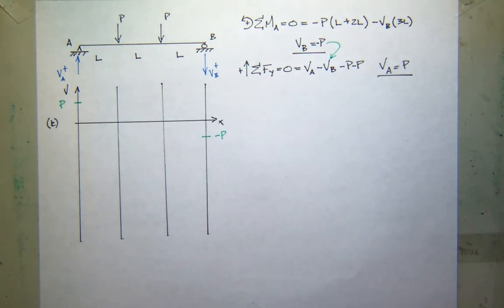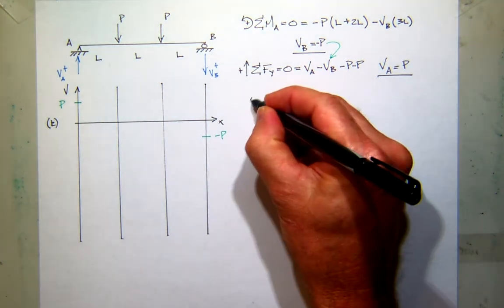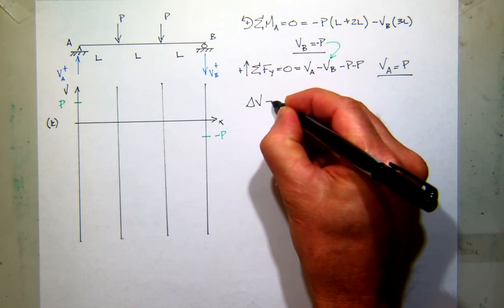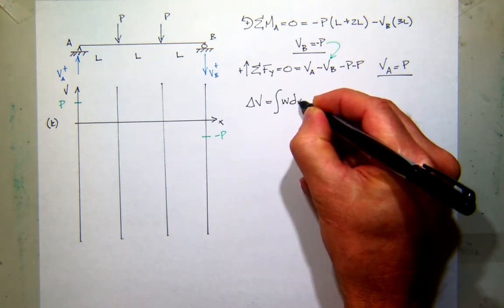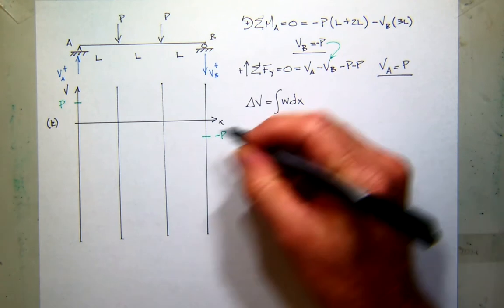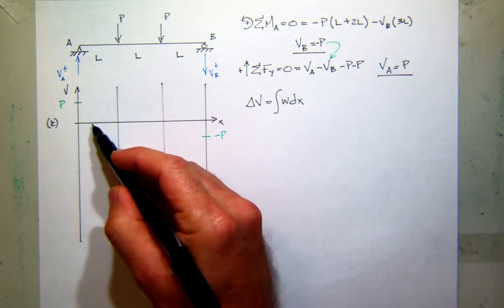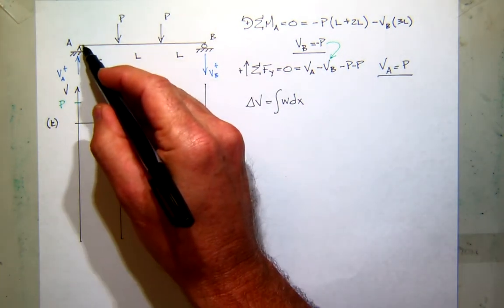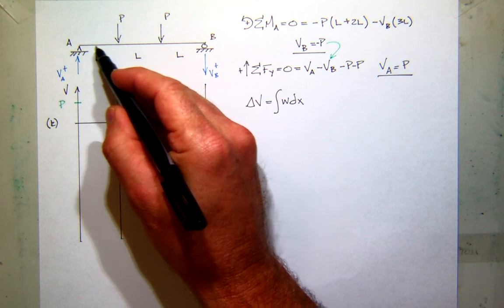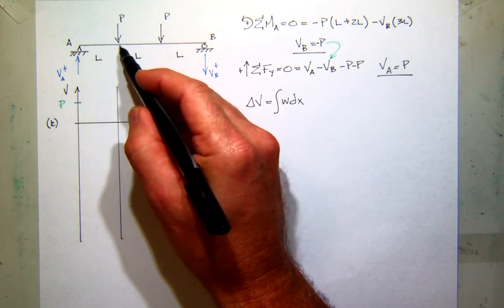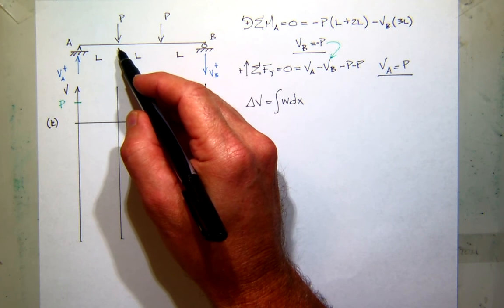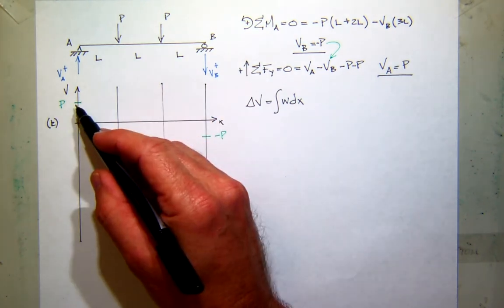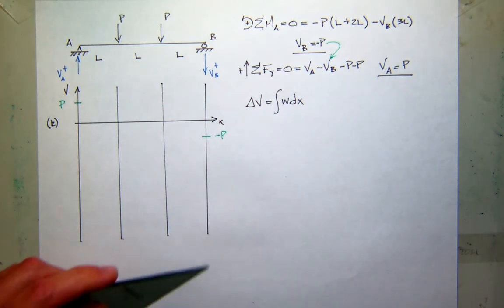So the first thing we always want to say is that the change in shear between any two points is the area under the load diagram. Looking at this first range L, what is the area under the load diagram from 0 to just left of the P? Well, there is no load, so it's 0. So if I take P and I add nothing to it, what do I get? P.